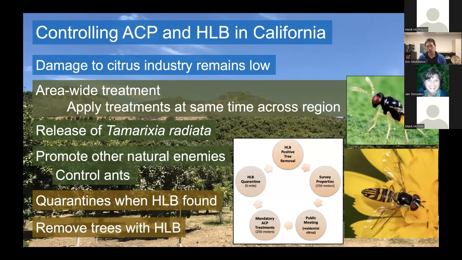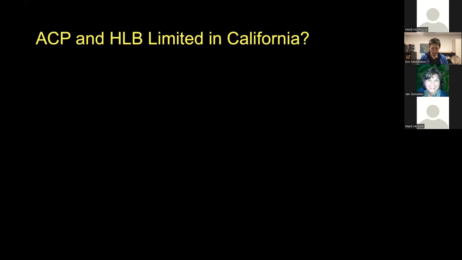And then of course, in terms of what's being very effective, quarantines are occurring when HLB is found. Trees are being removed. Then there's an additional process where properties around there are surveyed. There's mandatory treatments. The quarantine is put in place. These are pretty effective so far, it seems, at helping to keep HLB at low levels in the state. And additionally, there's some additional evidence that both ACP and HLB could be more limited in their spread in California because of the way the environment works here.